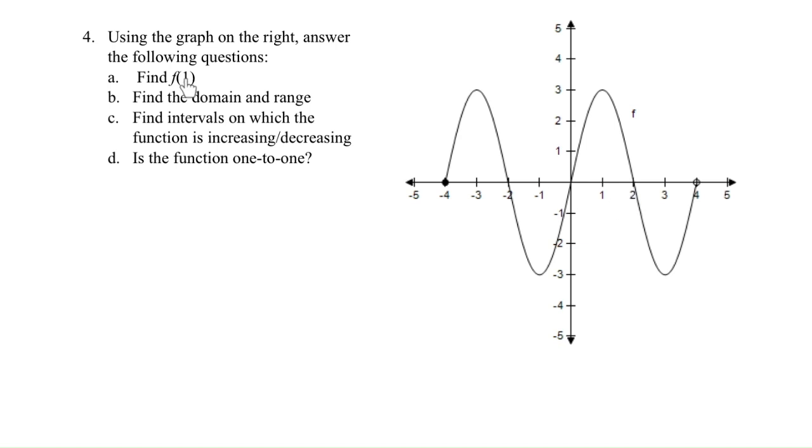So what we talked about in class was this is the input, or x value. So to find f of 1 just means find the y value that has this number as its x value. So when x equals 1, which is right here, the y value is 3. So f of 1 is equal to 3.